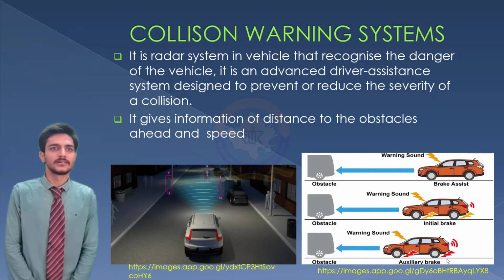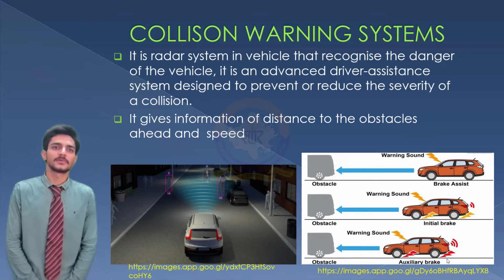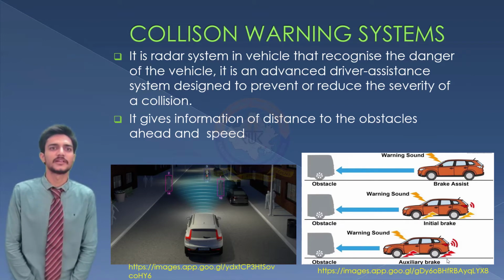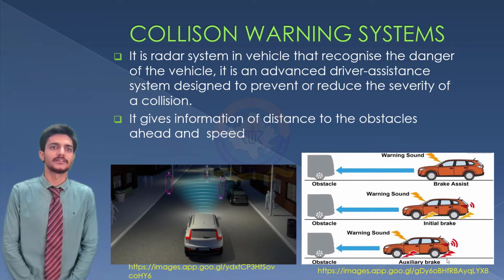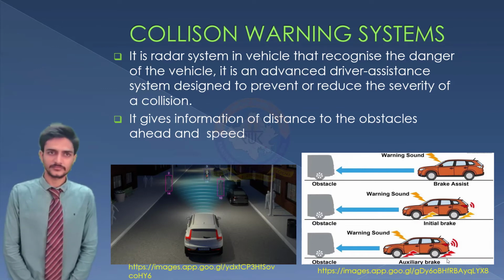Now, moving on to the next slide, the next safety system is the collision warning system. It is a radar-type system in a vehicle that recognizes the danger to the vehicle. It is an advanced driver assistance system designed to prevent or reduce the severity of a collision. It gives information on distance to the obstacle, height and speed. It maximizes braking support by boosting the brake pressure.